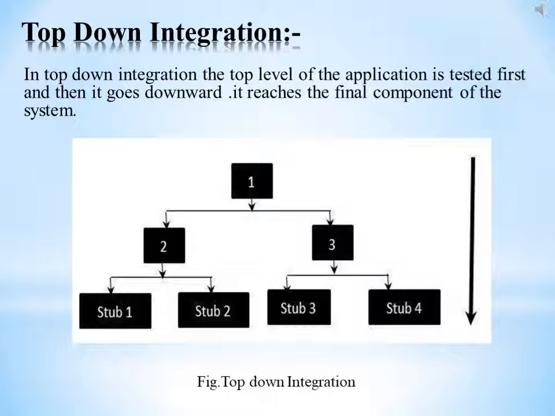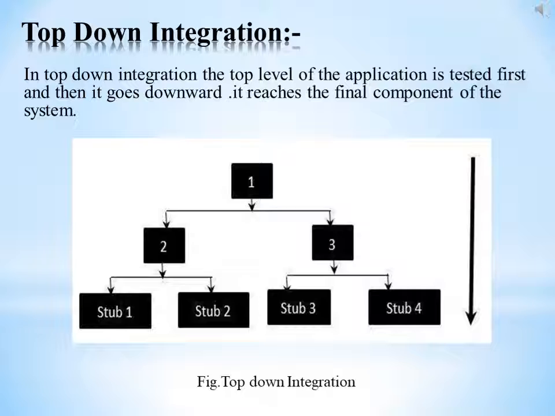The replacement for the called modules is known as the stubs, also used when the software needs to interact with an external system. In top-down integration, the top level of the application is tested first. Then it goes downward and reaches the final component of the system.